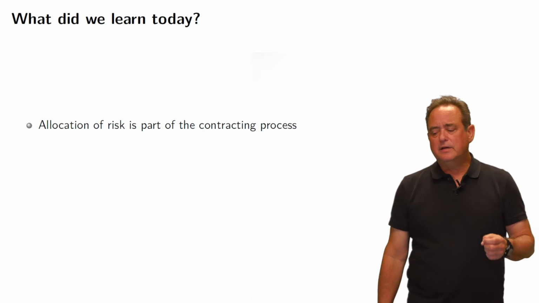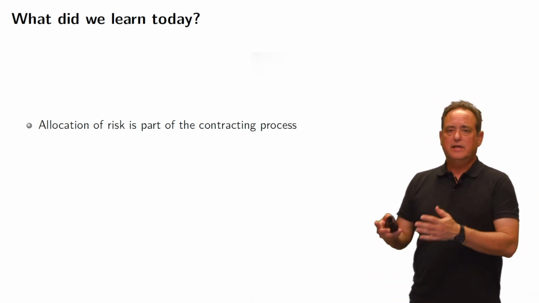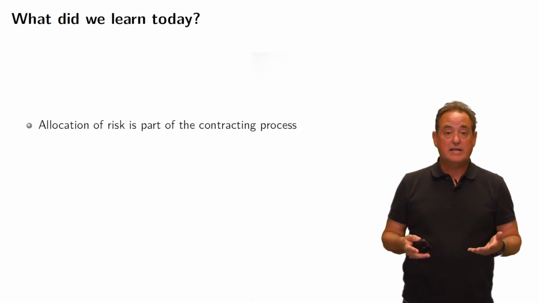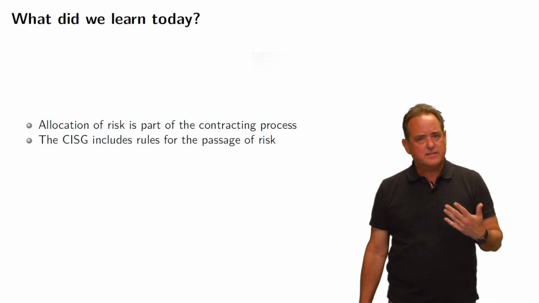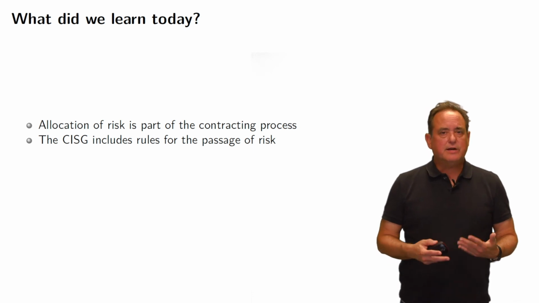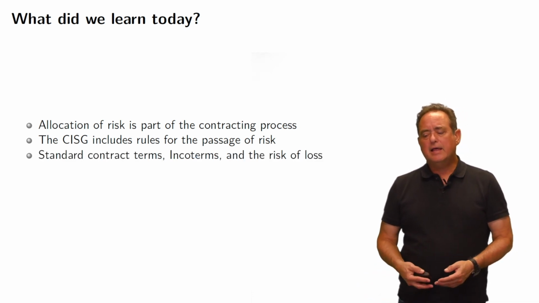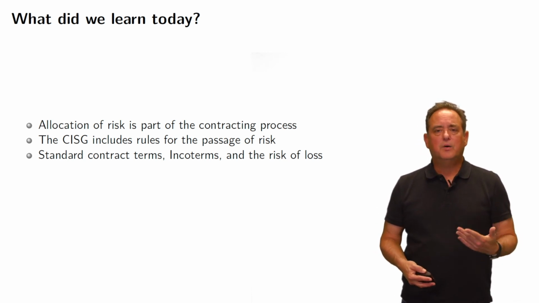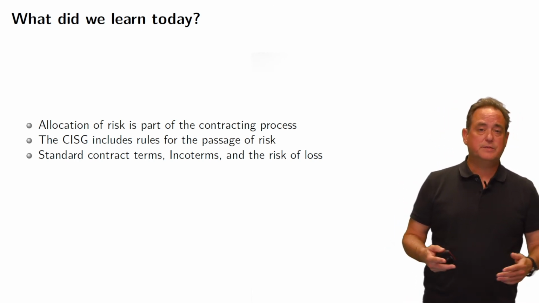So in conclusion, allocation of risk is a huge part of the contracting process. It can govern our cost, our price, delivery terms. Allocation of risk is an essential part of the contracting process. The CISG includes rules for the passage of risk, and the standard contract terms, Incoterms, help to govern risk of loss as well.